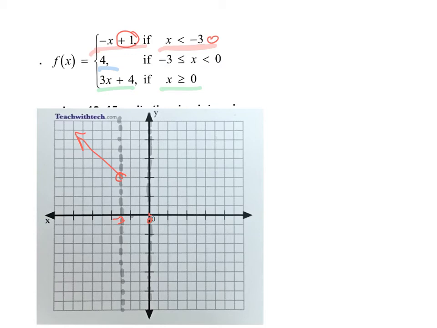Now this piece is between negative 3 and 0, so it's going to be between my two vertical lines here. It's going to be in between here.